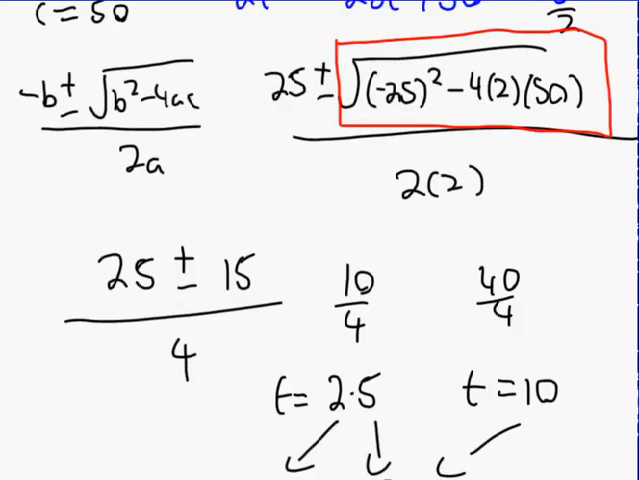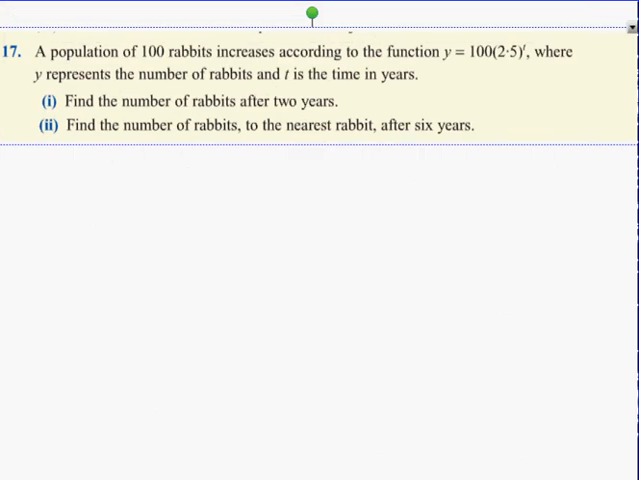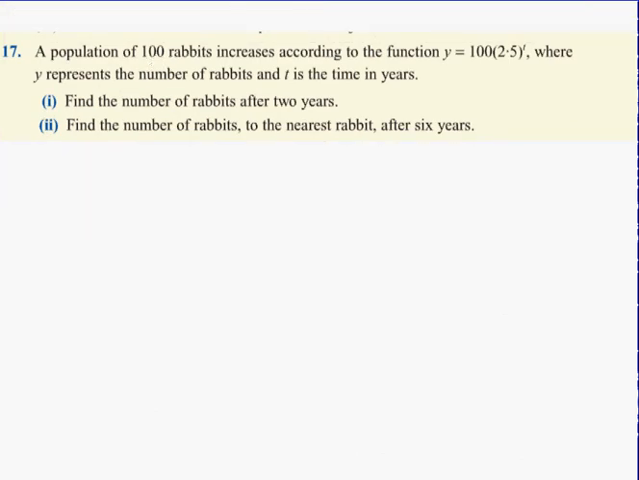Okay? So that's the last one. Nothing too major here, okay? The population of rabbits increases according to this function here, where y represents the number of rabbits and t is the time in years. Find the number of rabbits after 2 years. Anybody know how to do this? Replace t with what, guys?